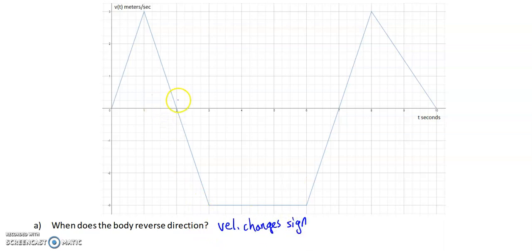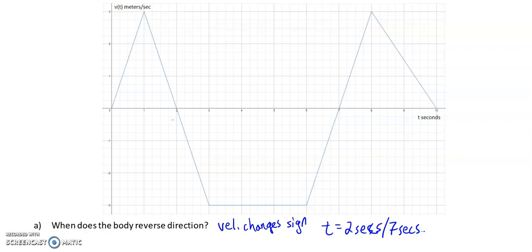When does the velocity change sign? That happens here, and it happens here. That's when our velocity changes sign, that's when our thing reverses direction. It goes from heading in a positive direction, so the velocity here is positive, and down here the velocity is negative. It reverses direction when it changes from a positive to a negative velocity, or from a negative to a positive velocity. So that happens at time 2 seconds, and also at 7 seconds. Those are the 2 times when that happens.